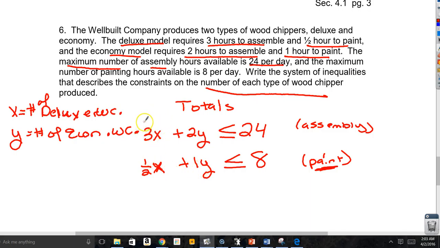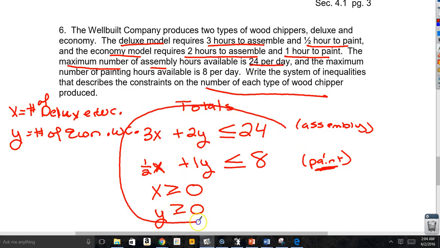Now we also have to give X some limits. Well, X has to be greater than or equal to 0 because you can't make a negative number of wood chippers. Y has to be greater than or equal to 0 because you can't make a negative number of wood chippers. So here are the inequalities. It says write the system of inequalities that describes the constraints on the number of each type of wood chipper produced. So that's what we did here. It gives us a graph down below, so we're going to go ahead and graph them and find the corners again like we did above.